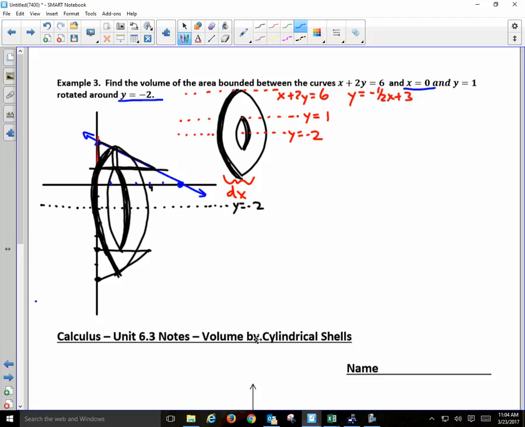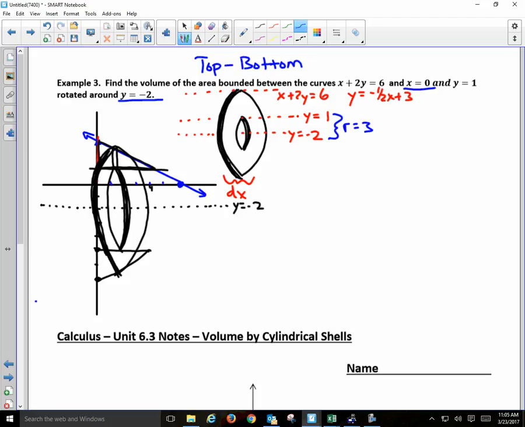So far, everything looks pretty good, but here's where you get that slight change. I have to look at the radius on the inside. Normally you would look at that and say, well, the radius is 1. Well, think about it. What's the distance between 1 and negative 2? 3. So what we learn is that if you want to find the height of that radius, you need to do top minus bottom. That's going to determine height for you.